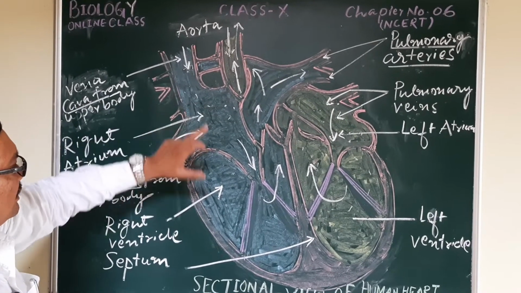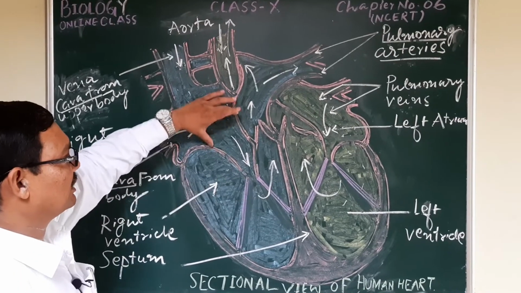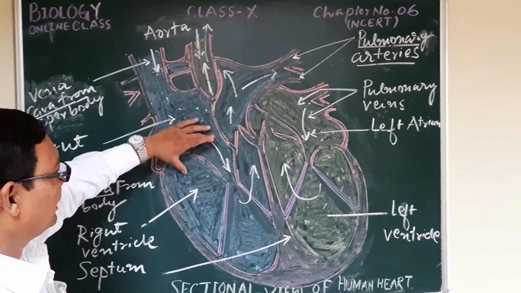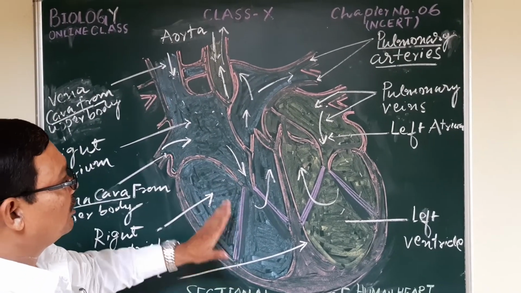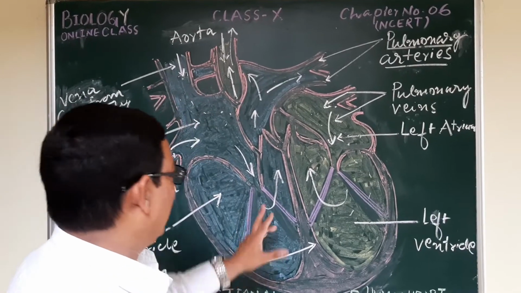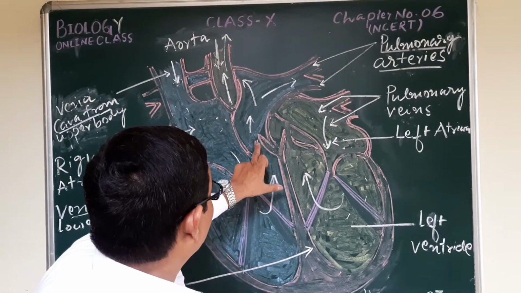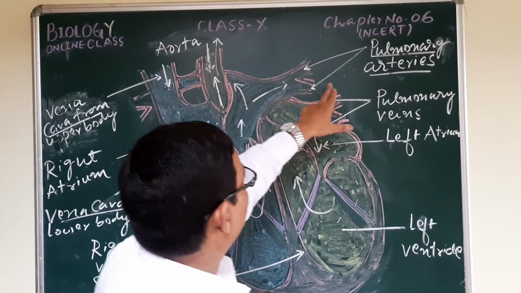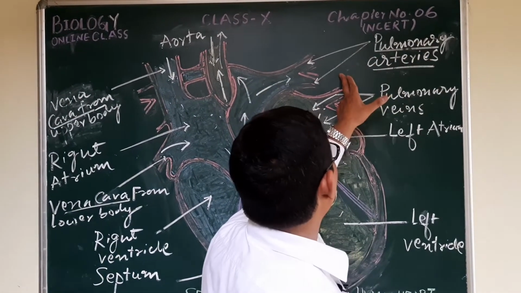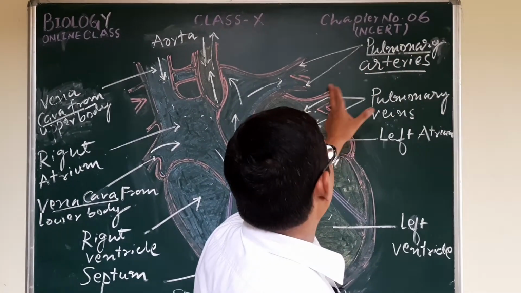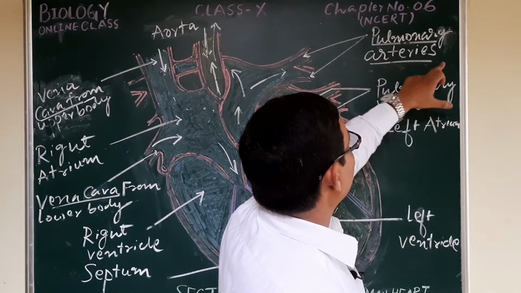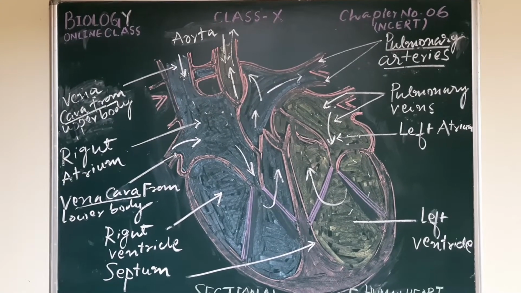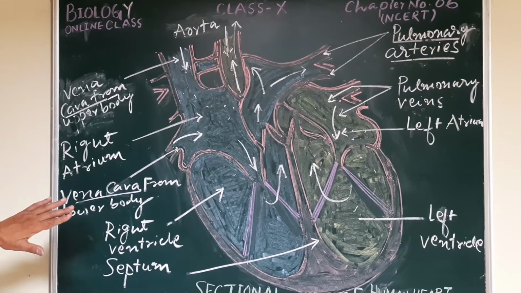Here the right auricle, right ventricle. Between the right auricle and right ventricle, there is a valve that will prevent backflow of the blood. Here the deoxygenated blood, where will it go? You may look here, through the pulmonary arteries. Through the pulmonary arteries, it will go to the lungs. Okay, the first step of circulation is completed.